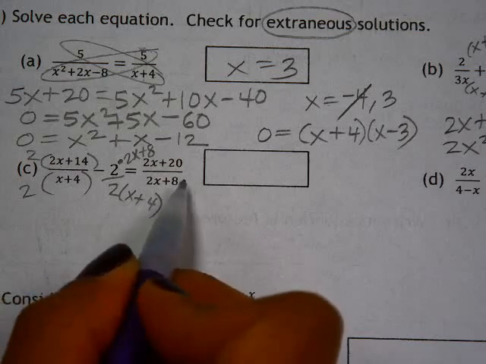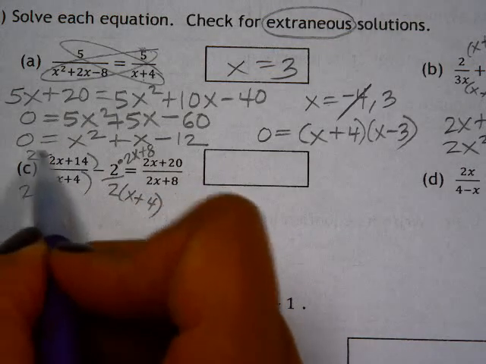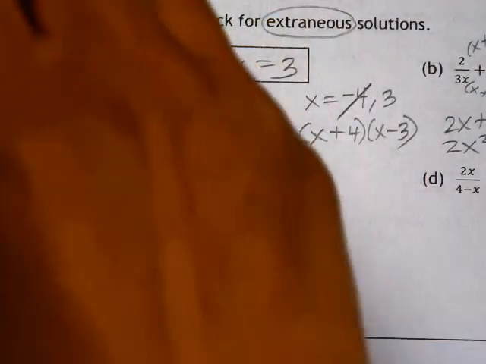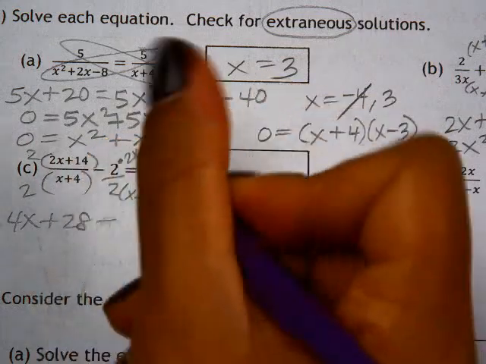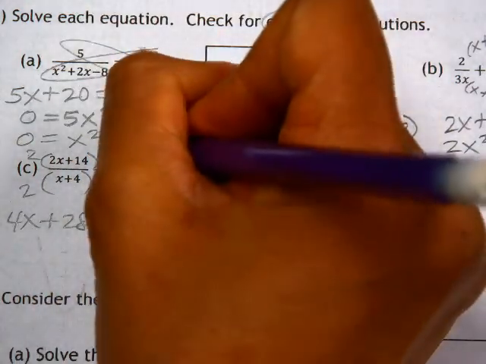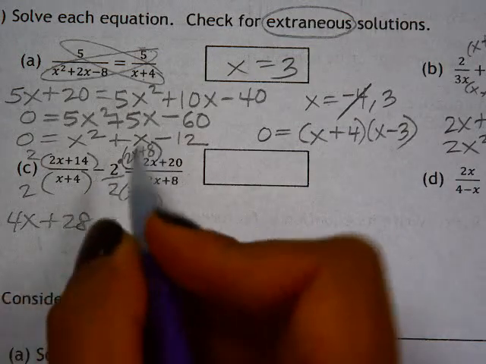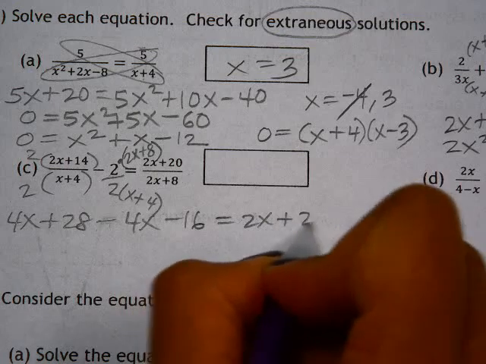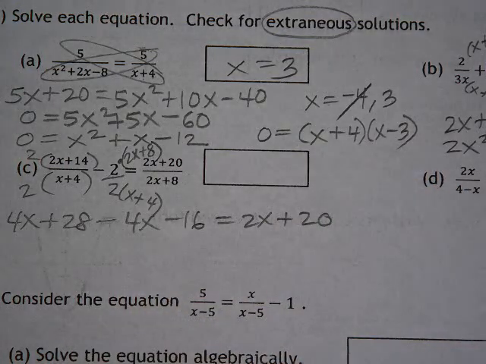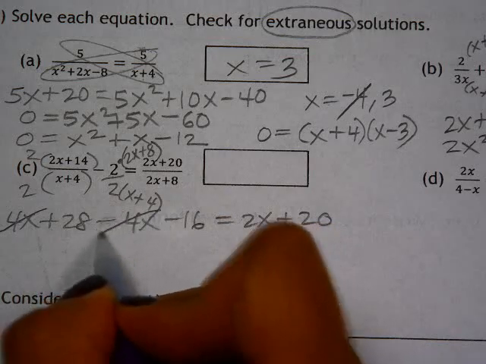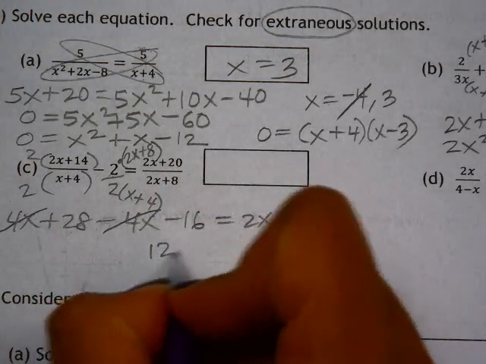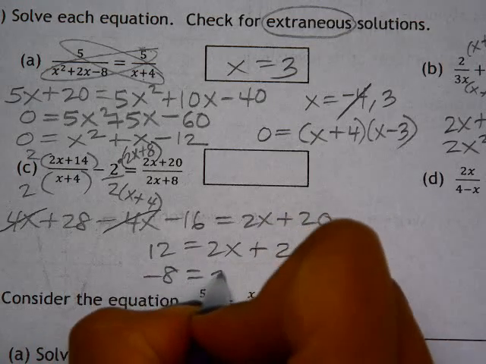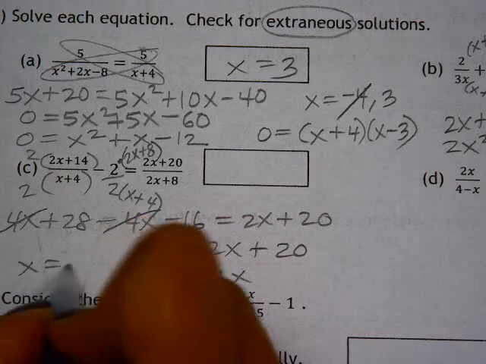So now all denominators are common, so we can just focus on the numerators. 2 gets multiplied by this 4x plus 28 equals, or minus, 2 gets multiplied by 2x plus 8 quantity, so negative 4x, negative 16, and then equals 2x plus 20. 4x and negative 4x cancel, so 28 minus 16 is 12. Subtract the 20 and we get negative 8 equals 2x. So x equals negative 4.